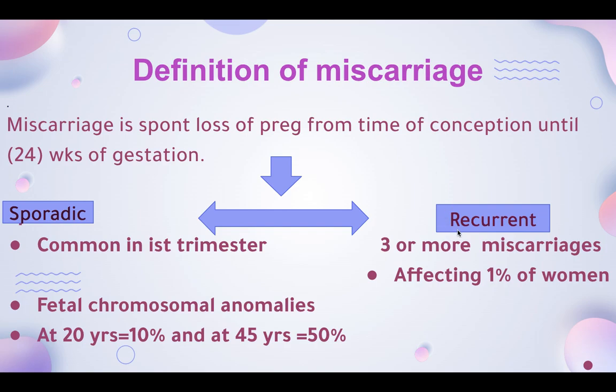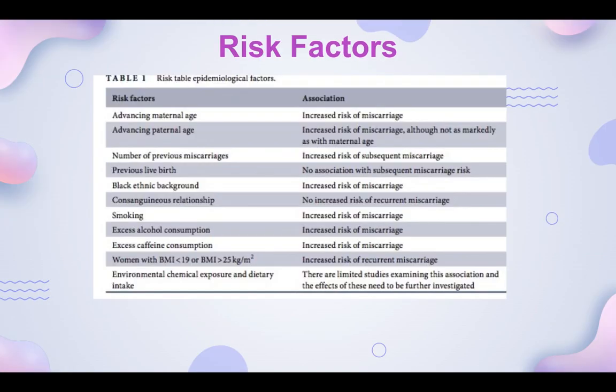Okay, so the most important incidence that we have to remember in this guideline is that it's affecting 1% of women. So what is the incidence of the recurrent miscarriage? It is 1%. So 1% is not difficult to remember, I think. Recurrent, it's 1%. Then at 20 years, I have told you that half of 20 is 10. It's 10%, the sporadic miscarriage. At 45, we will add 5 and then it will become 50%. So this is a little bit of introduction that they have given about the miscarriages.